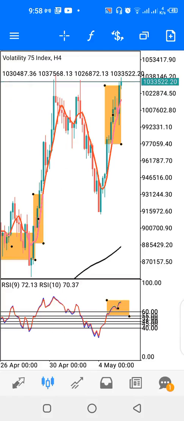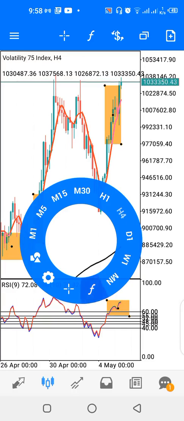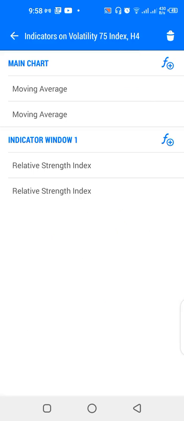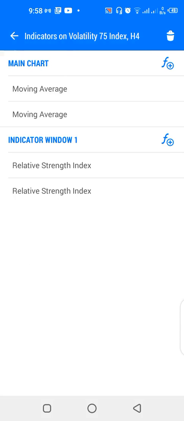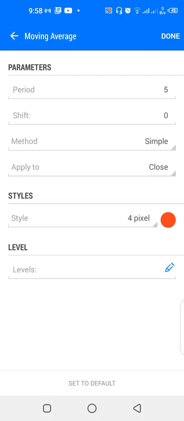Let's look at the parameters. Let's see what the settings look like. Let's look at just 4 indicators. You have 2 moving averages and 2 relative strength index indicators. Simple setup. The first moving average is 240 period, linear weighted, shift is 0, apply to close, and the color is black. The second moving average is 5, shift is 0, simple, apply to close, color is red.